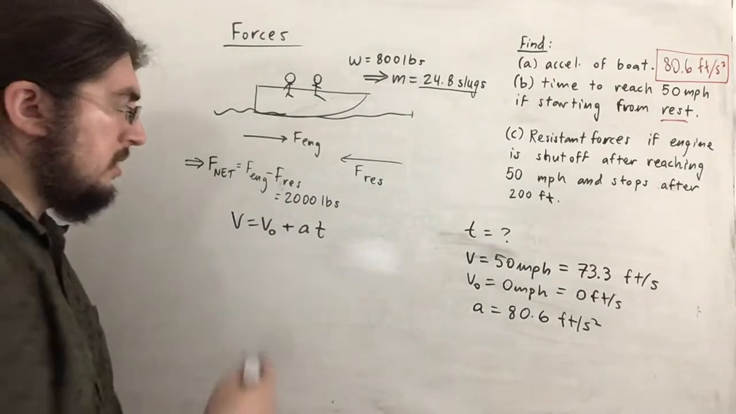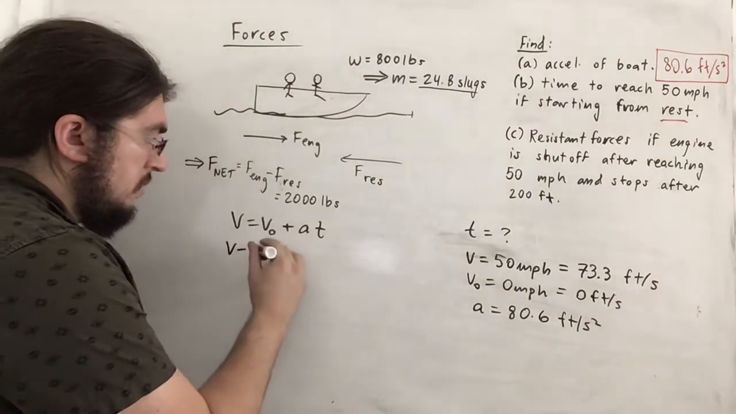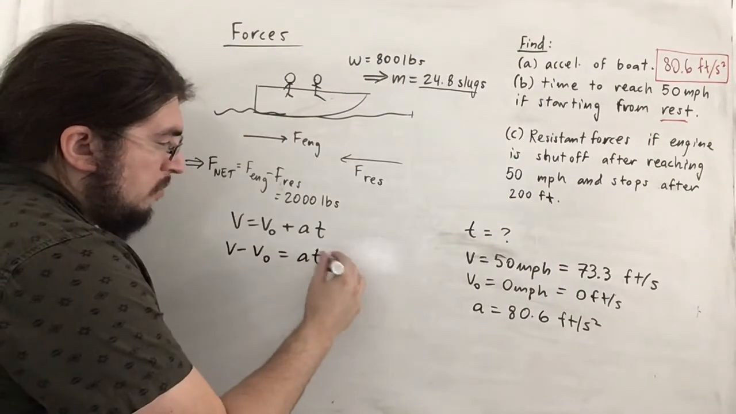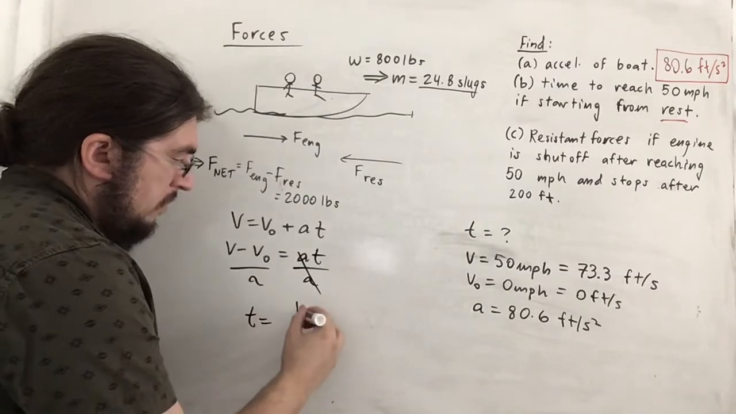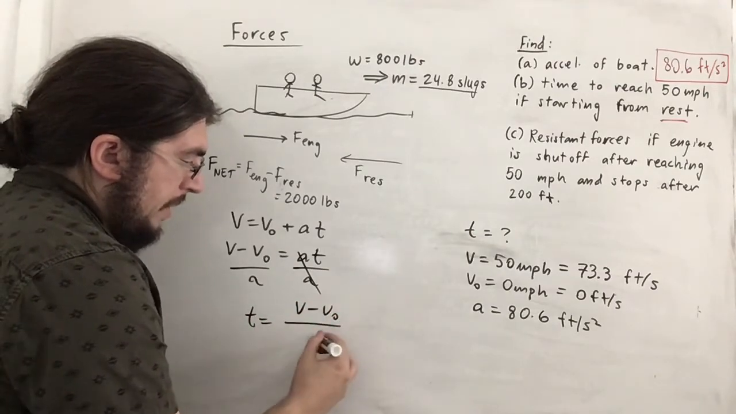So I'll do that here just to show you. I'm going to subtract v naught to the other side to get this. And then, of course, dividing by the acceleration gives us t right away. So t is equal to v minus v naught divided by a.